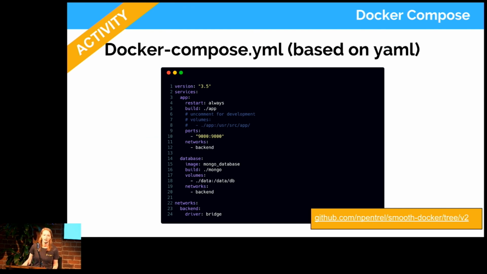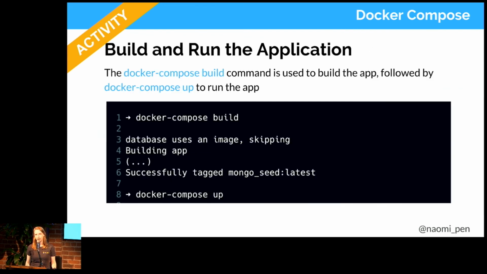Yes? That depends on how you specify it. So I could just give an image name, and then it would go and find that image on Docker Hub. In this case, I specify build, and then /app and /mongo. That gives it the location of the respective Dockerfiles. So if you look into those two folders, you will find a Dockerfile each.